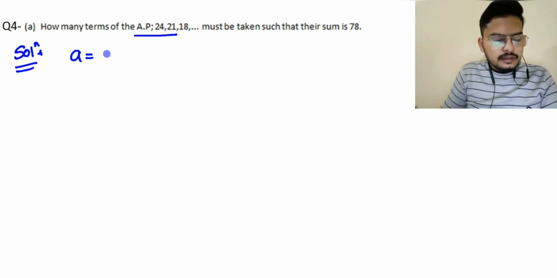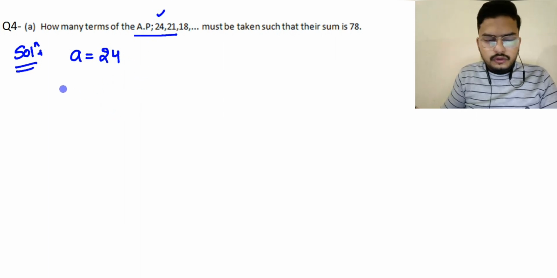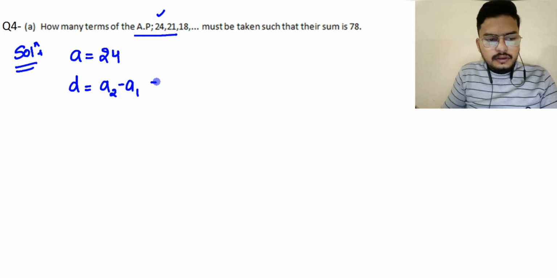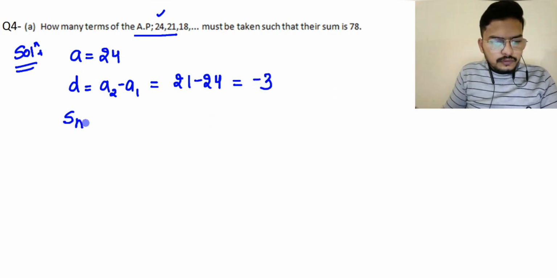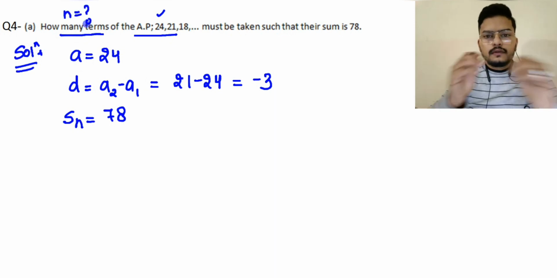We can easily find that the A value, the first term, is 24. We can also find the D value, which is A2 minus A1, that is 21 minus 24, which is negative 3. So D is negative 3. And here the sum of n terms is given, that is 78, and we have to find how many terms, which means we have to find the value of n.